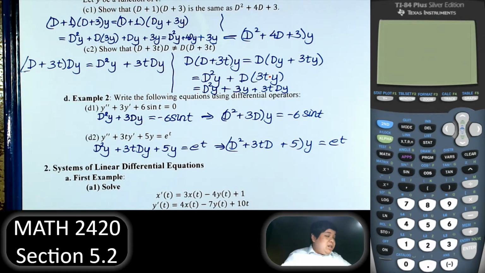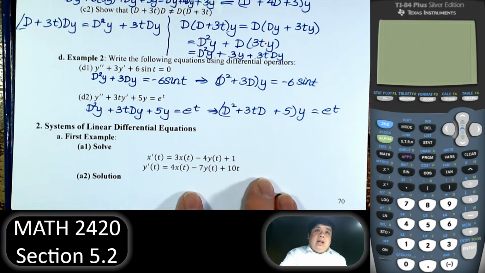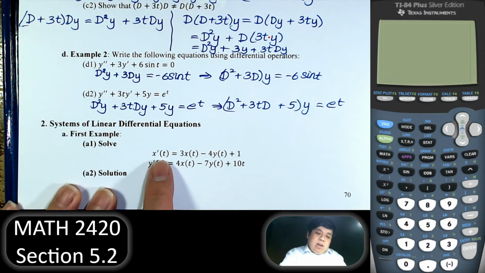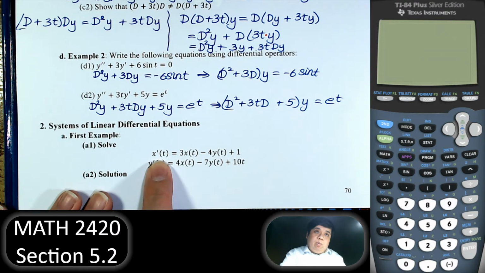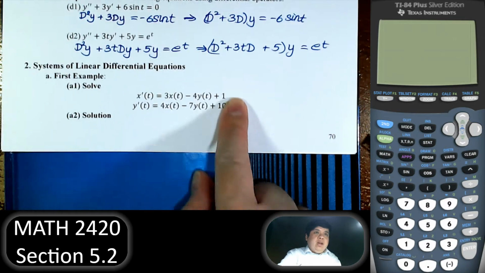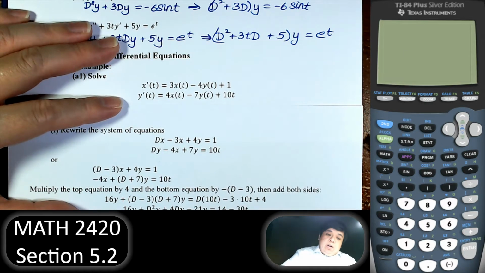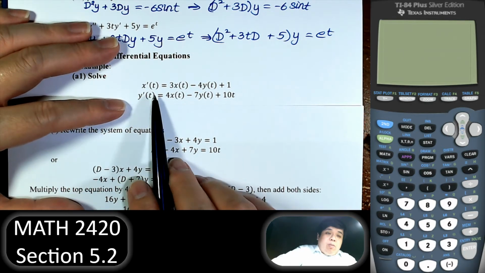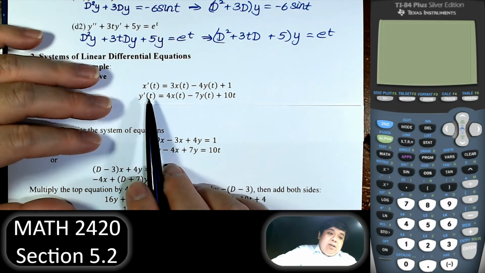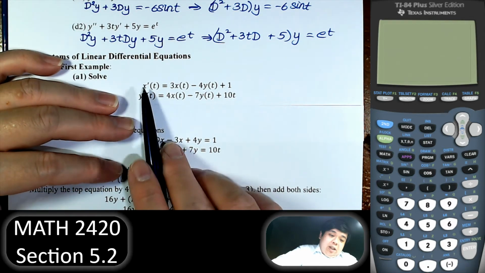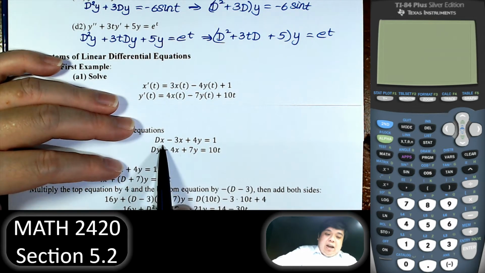In chapter 6, we use this for something else, but for now, we'll use this to show the system of differential equations. Let's say we have this system of equations. The derivative of x with respect to t is that. The derivative of y with respect to t is that. So the first thing is we will write this using the differential operator.